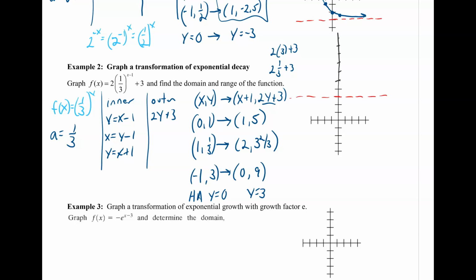And we have the point 0, 9. I'm just going to go backwards on the intercept here. So 0, 3, 4, 5, 6, 7, 8, 9 right there. We have 2 and then 3 2/3. So 2 and then 3 2/3 is right about there. And then we have 1, 5. At least it's on the right track. So 3, 4, 5 right about there. And that gives us an idea of the shape of the curve.